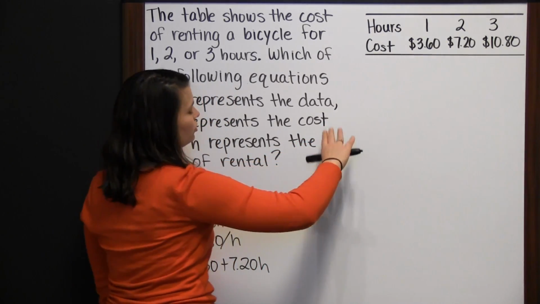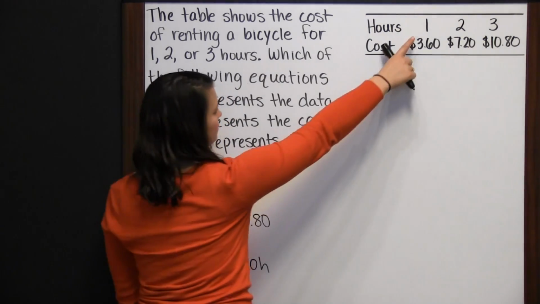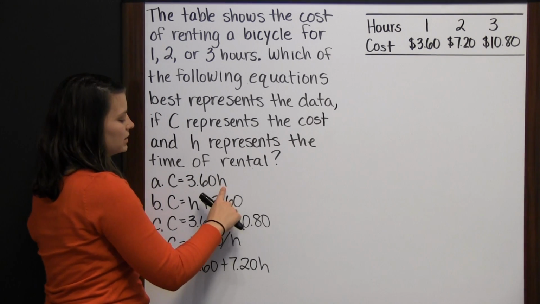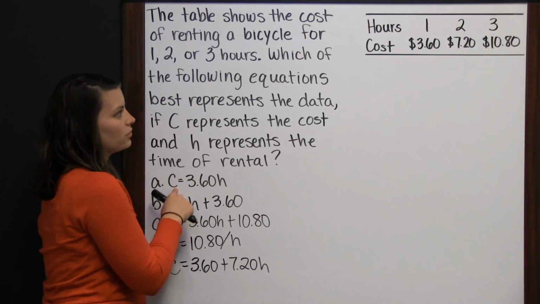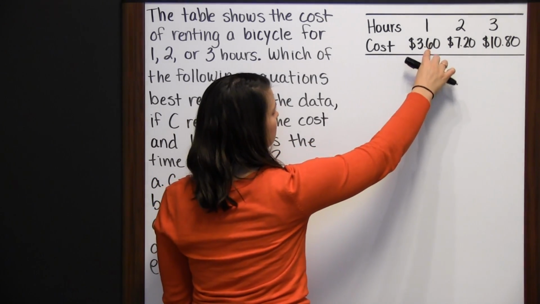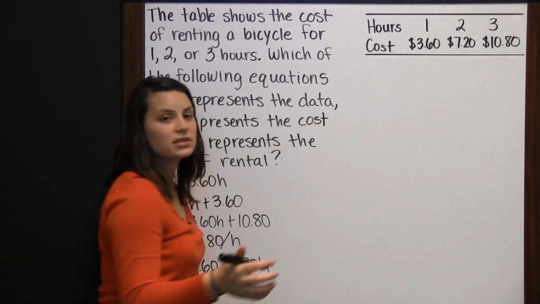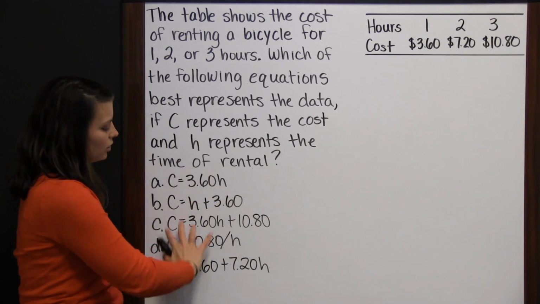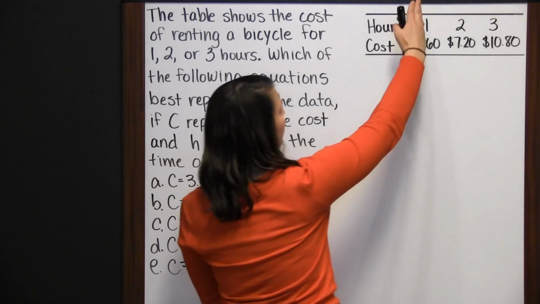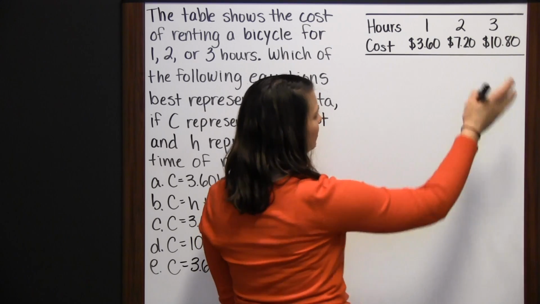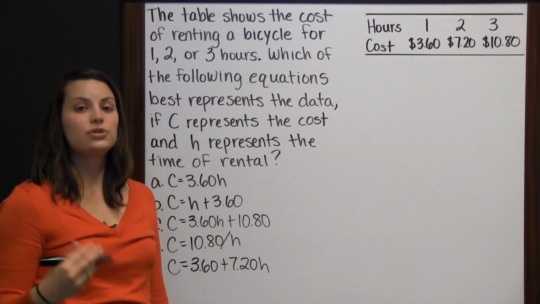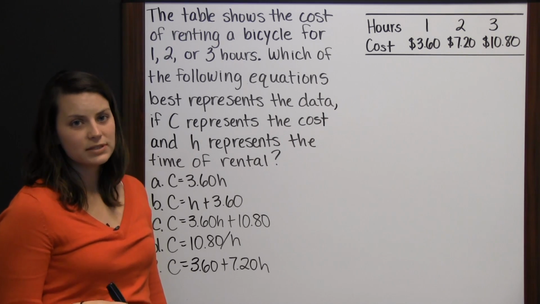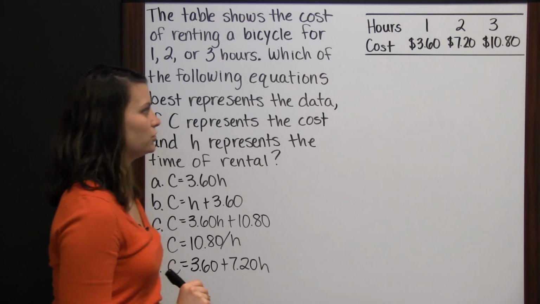For instance, you could replace H with 1, and you have $3.60 times 1, which is $3.60, which is the cost for 1 hour. And then do the same with 2 and with 3. Because sometimes an equation will work for one set of data, but not for the other 2. So you should test it on all of them. However, I'll show you how to solve this problem if it weren't multiple choice.